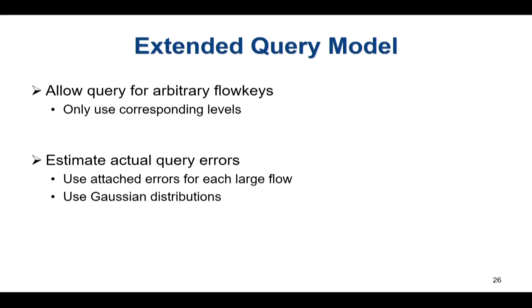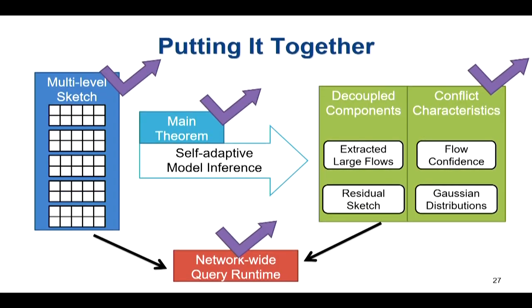SketchLearn also provides two extensions. First, SketchLearn supports arbitrary flow keys. This can be implemented by reassembling any levels of interest from the multi-level sketch. And the second extension is that SketchLearn can attach an error estimate to the query results based on its confidence of large flows and Gaussian distributions. So this is the whole design of the SketchLearn architecture.